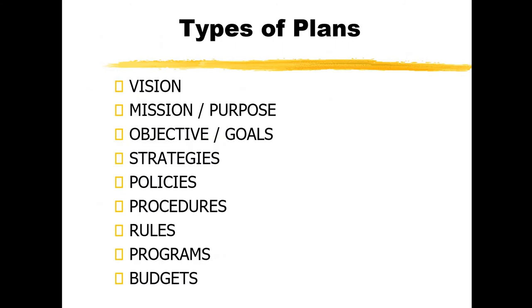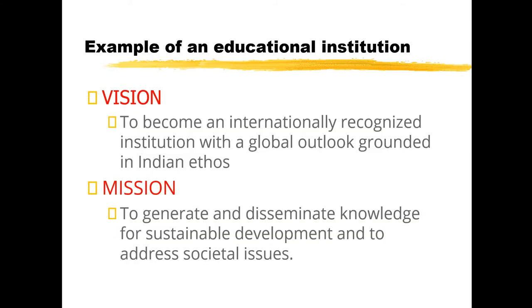When we talk of plans, there are many associated words that are used. Vision, mission, objective, strategies, policies, procedures, rules, programs, and budgets. Let's understand them. So again, I am continuing with my example of an educational institution.